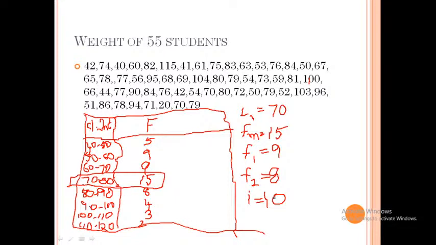So the frequency Fm is the frequency of the mode class. Fm is 15. L1 is the lower limit of the mode class, that is 70. F1 is the frequency of the class preceding the mode class, that is 9, and F2 is the frequency of the class succeeding the mode class, that is 8. Then I is equal to 10, that is the class width.